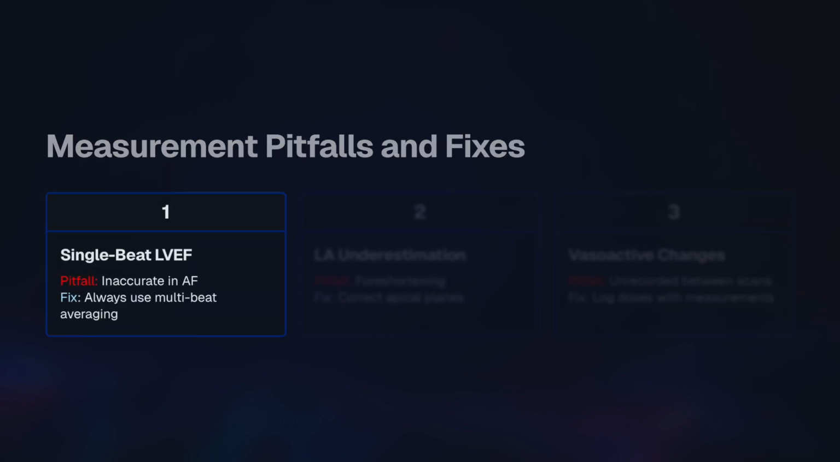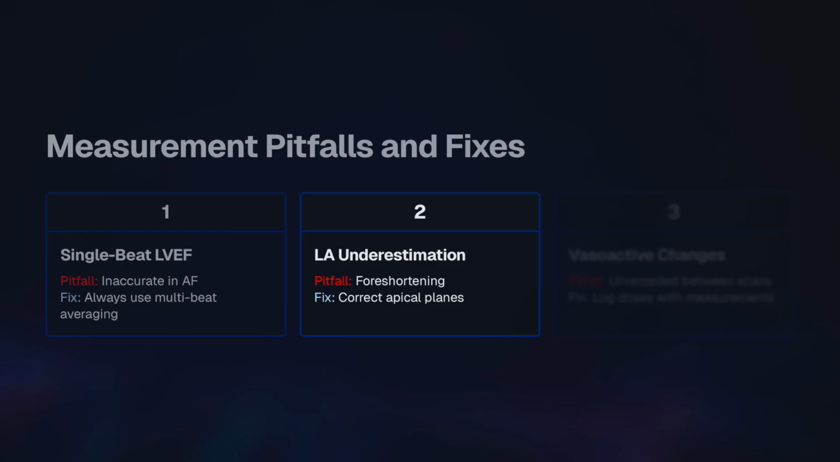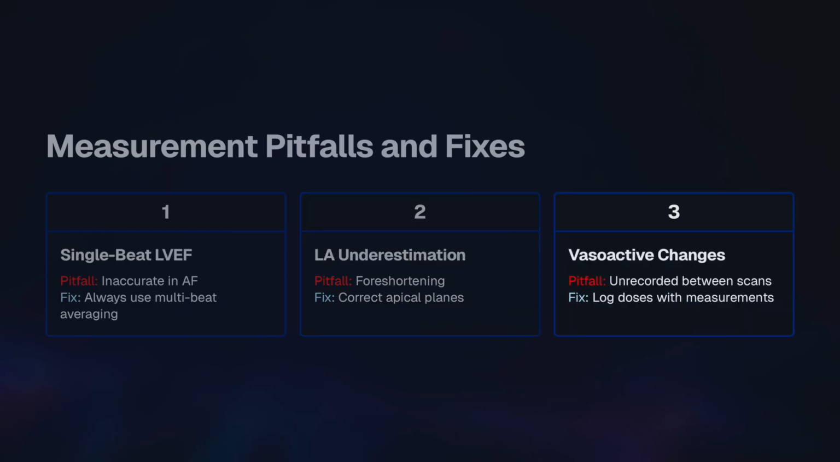So there are some pitfalls with the measurements. A single beat left ventricular ejection fraction is inaccurate in atrial fibrillation, so always use multi-beat averaging. Regarding the LA underestimation, as we have already told, foreshortening is common. Try to avoid it with the apical planes. Vasoactive changes are unrecorded between scans. Log the doses with the measurement, which is very important.